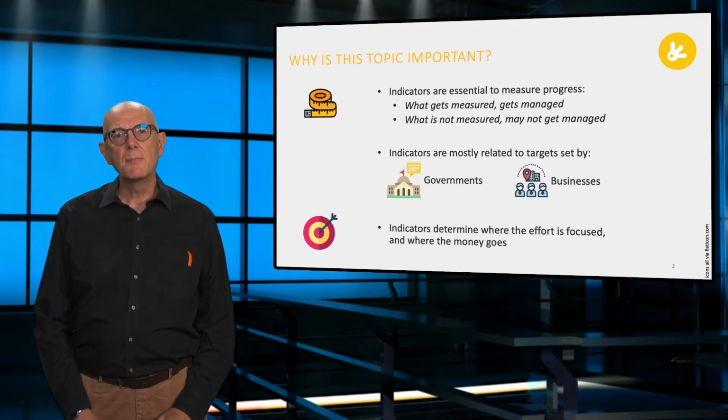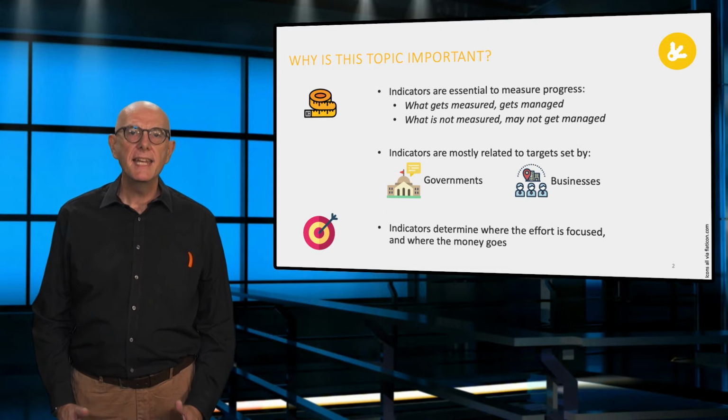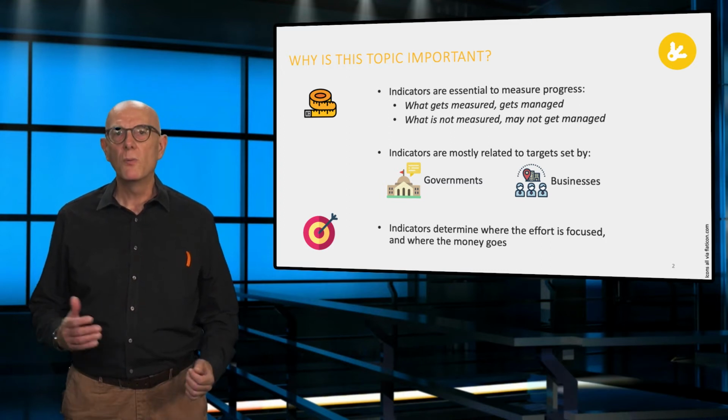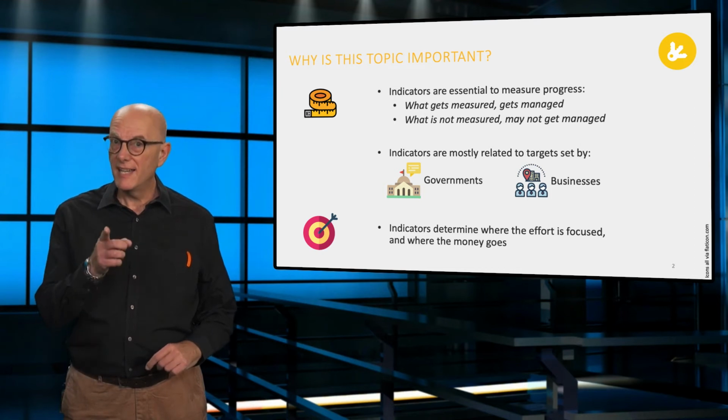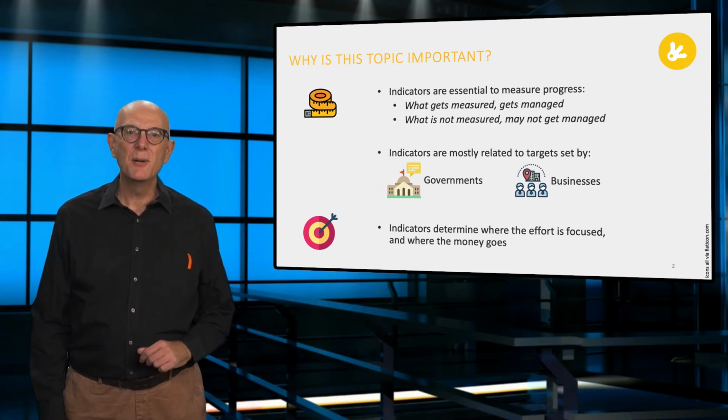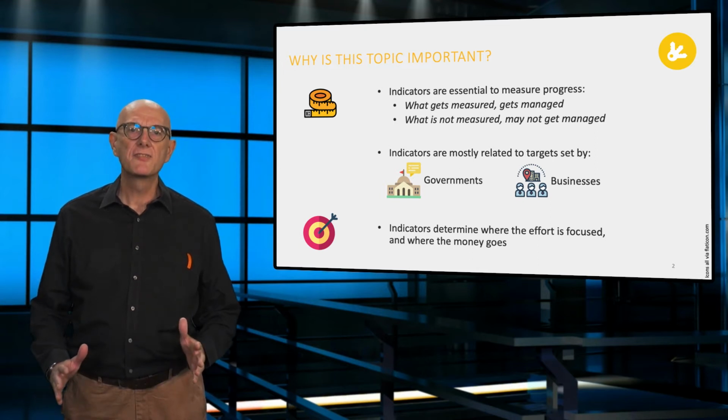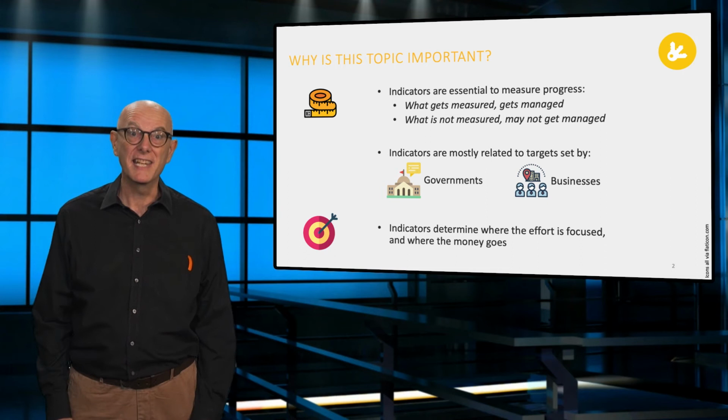Let us begin by clarifying why circular indicators are important in the context of critical materials. In any context, indicators are essential to measure progress. What, why, when, how, where, and who are examples of questions which indicators can address. The important thing is that indicators determine where effort is focused and where money gets spent.